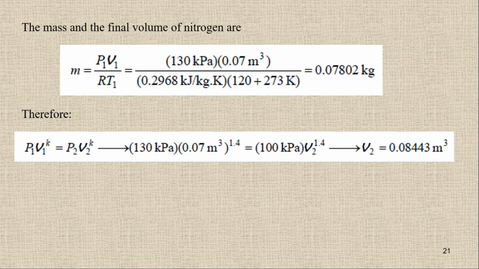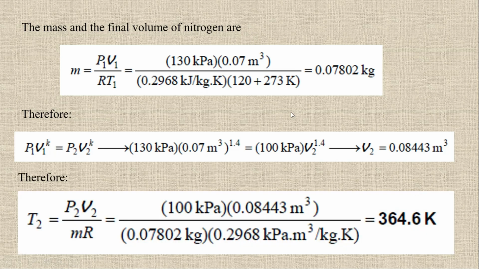So I know P1, which is 130 kilopascal. I know V1, which is 0.07 power 1.4. The 3 is for meter cube, so please don't use this one. So this is 130 times 0.07^1.4 equal to 100 kilopascal times V2^1.4. This way I can find V2. If I know V2, then I can again use this to find T2.